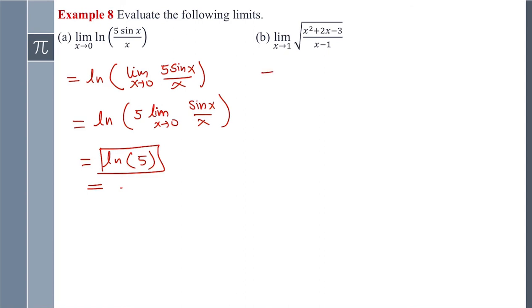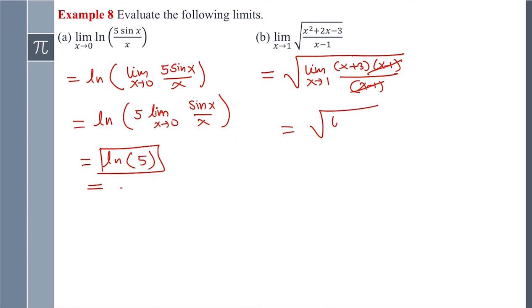Okay, so this equals, we can write it, limit as x approaches 1 of, so I can factor the numerator, which is x plus 3 times x minus 1, and then divided by x minus 1. I can cancel this one, so that limit equals limit as x approaches 1 of x plus 3, and I can do the substitution, which gives me square root of 4, and that is 2.